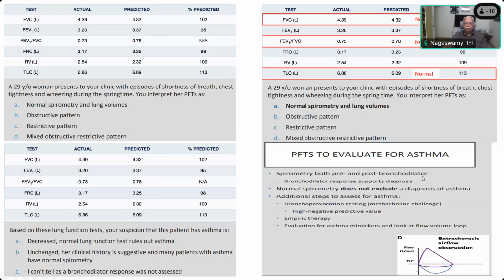Spirometry, both pre and post bronchodilator, should be done. Normal spirometry does not exclude the diagnosis of asthma because it may be occasional. The additional steps for asthma are bronchoprovocation tests like methacholine or cholinergic challenges, which can be done if the patient is very insistent about getting rid of that shortness of breath. Otherwise, this can be dismissed as a normal spirometry.